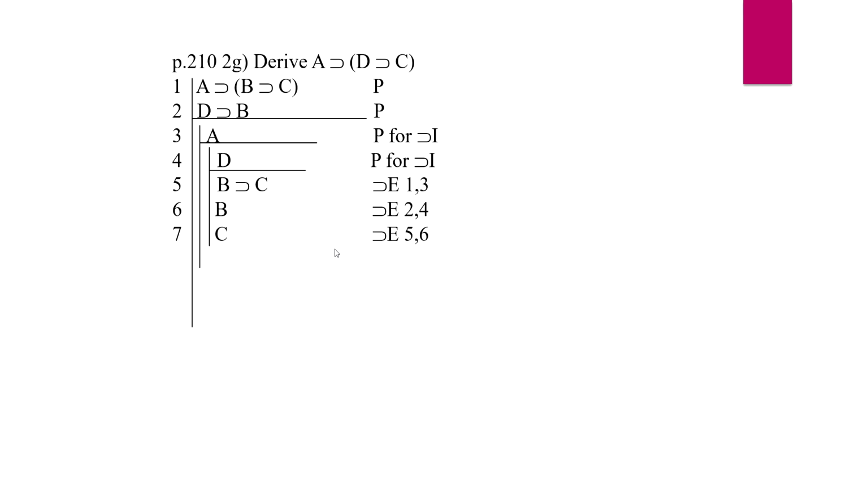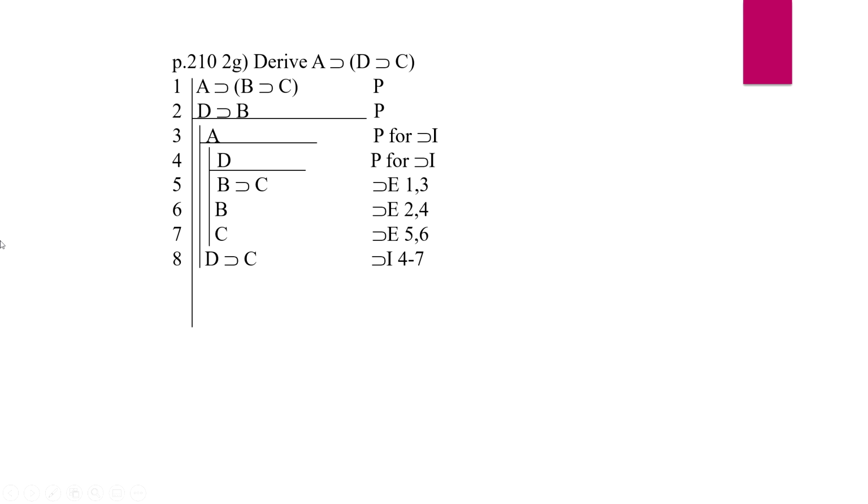So now on that most inside subderivation, we assumed D and we proved C. So we can move back one scope line on line 8 and get if D then C using conditional introduction from that subderivation on lines 4 through 7.